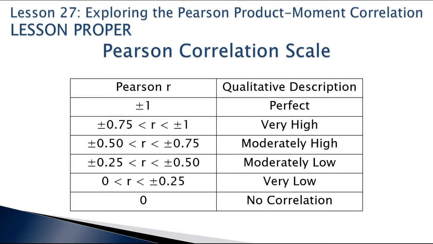From 0.5 to 0.75, it is moderately high. From 0.25 to 0.5, it is moderately low. From 0 to 0.25, it is very low. And when our Pearson correlation is at 0, it means that there is no correlation. Do you remember? Very good.